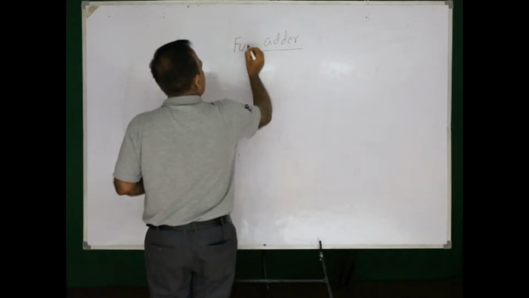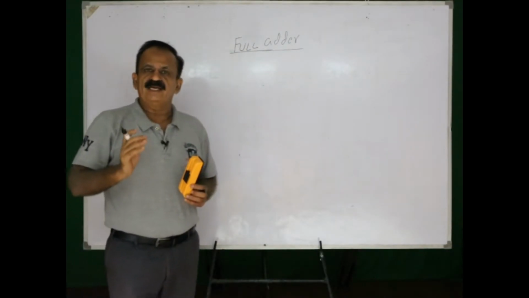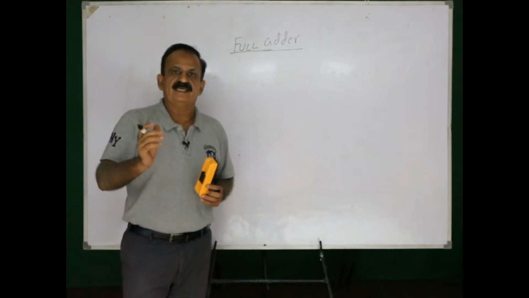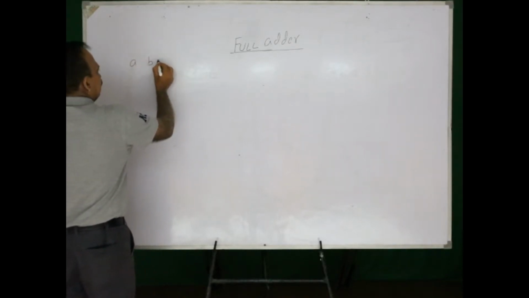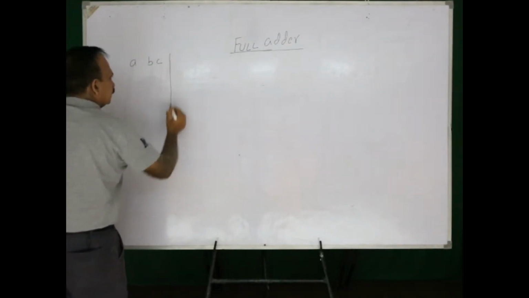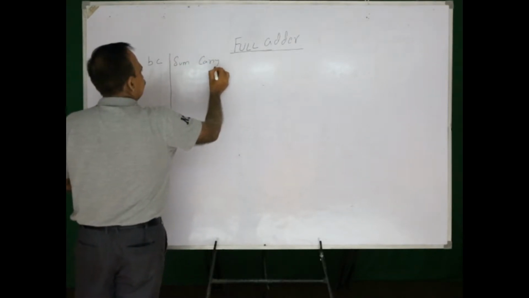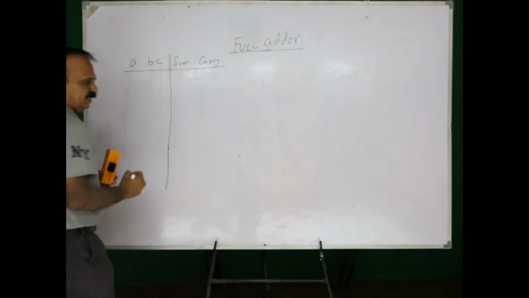So we will start the designing of full adder. Again, full adder is a circuit which is used to add 3 bits at any time. Say it is A, B, C, and no doubt the output will be sum and carry. So there will be 8 combinations for this.